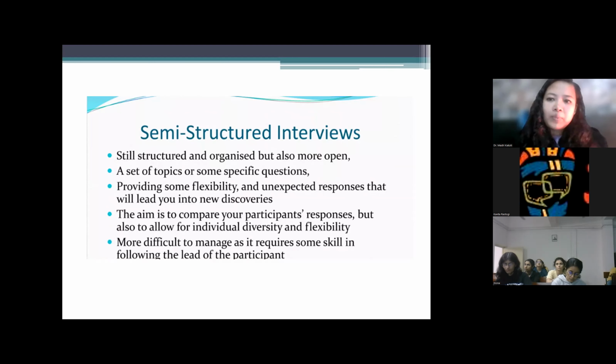You ask a follow-up question: what kind of songs? And then if they know a song, they sing you the song, or they give you the lyrics of the song. If they don't know the song, they give you the name of the person who knows such kinds of songs, and so on and so forth. Semi-structured interviews are still structured. They're organized, but they're also open.